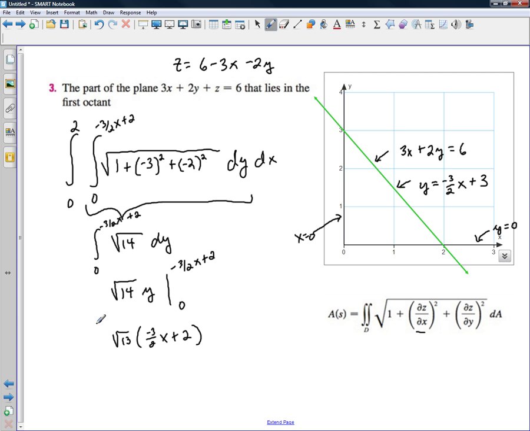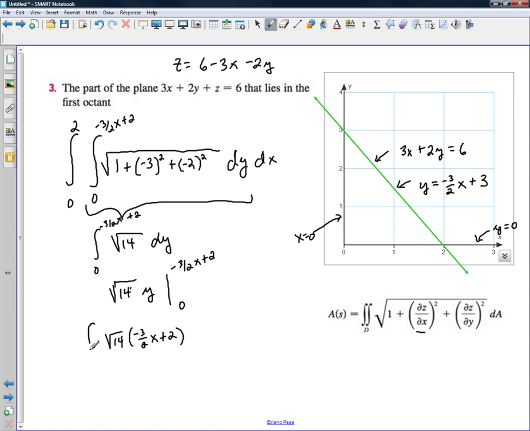And now we've got to do part 2, right? I wrote radical 13. I'm not sure why. Let's clean that up a little bit here. Oops, I really cleaned it up too much. Let's straighten this up here. This is radical 14y. So this is going to be, we said, radical 14 times negative 3/2 x plus 2.